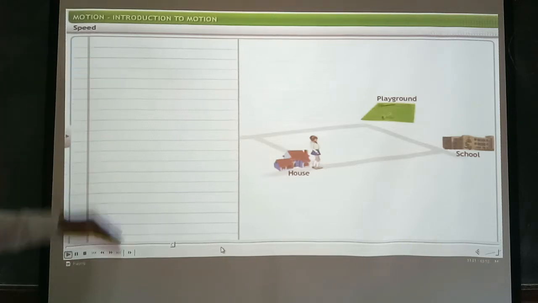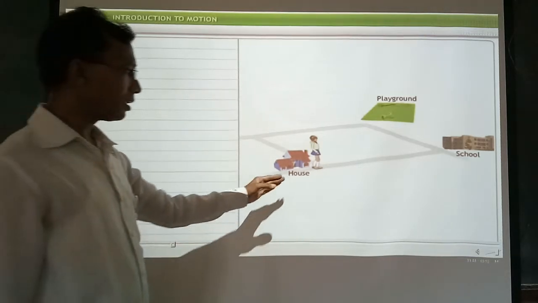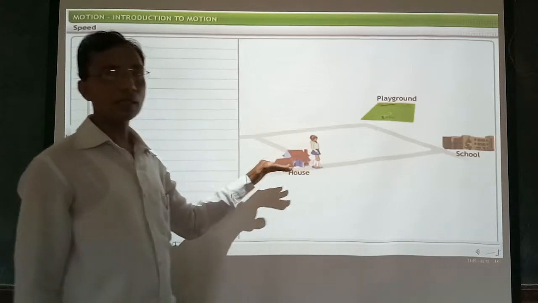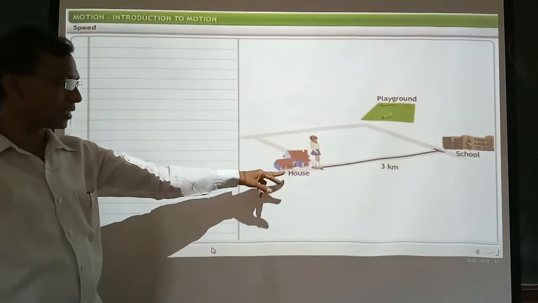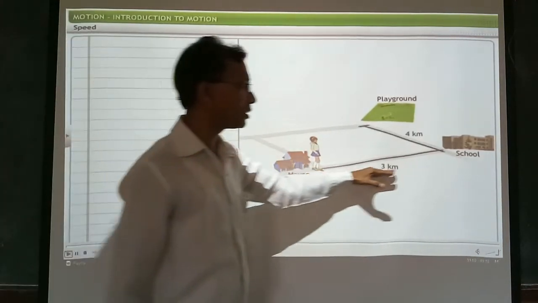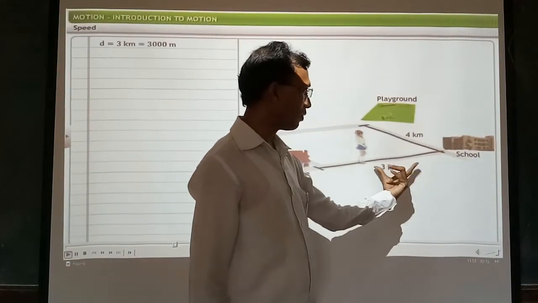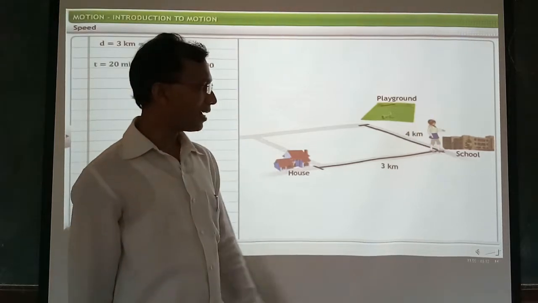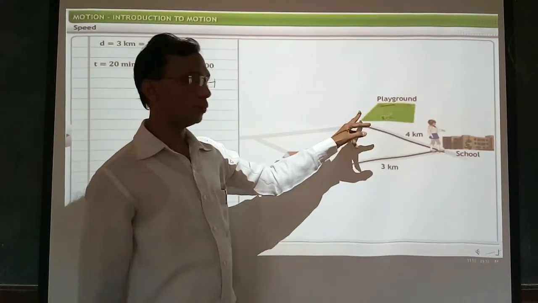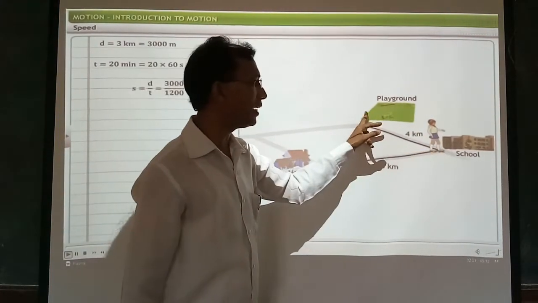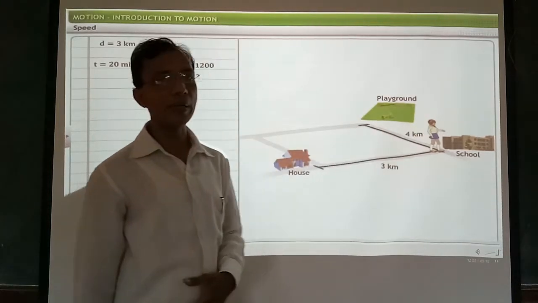Now we discuss speed here. One girl starts at a point, her house, and covers the distance 3 kilometer to the school. From house to school she covers the distance 3 kilometer. Then from school to playground, the distance is 4 kilometer.